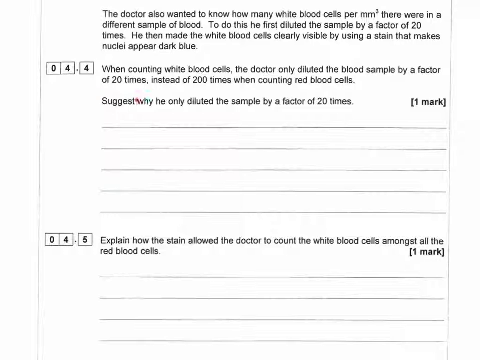Just make sure if it says suggest why, you give a point and an explanation. So the idea is there are too few white blood cells, I suggest, and then why? So you don't need to dilute it further.